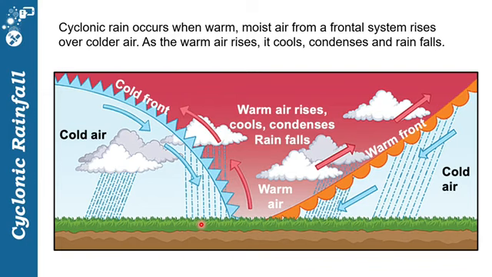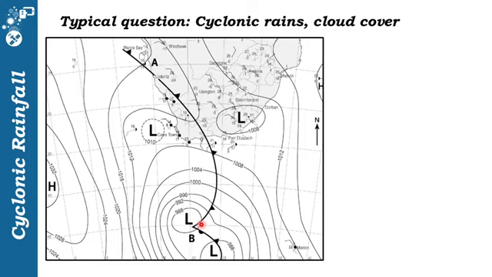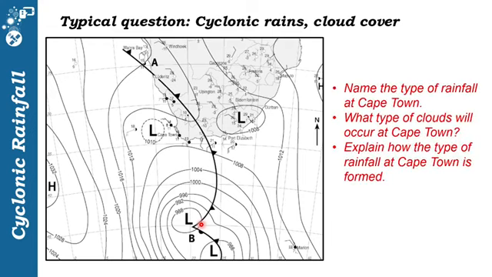I'm not going to go into too much detail here, but just to go through the definition, when warm, moist air from a frontal system rises up over cold air, your teacher would have taught you this work already, and as the air rises, it cools, it condenses, and then rain will form and fall. Typical exam question related to cyclonic rainfall. Name the type of rainfall at Cape Town. It's always going to be cyclonic rainfall. How do we know? Because Cape Town gets its rainfall from mid-latitude cyclones, specifically from cold fronts. Here's the mid-latitude cyclone, so it will be cyclonic rainfall.